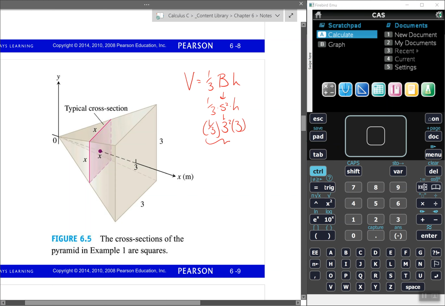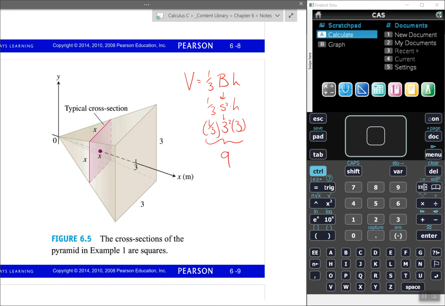So when we do all that math together, we should end up with a volume of 9. So we just have a frame of reference. When we come through with the calculus, we should get an answer of 9. We can verify that with geometry, as we've done for some areas in previous chapters.